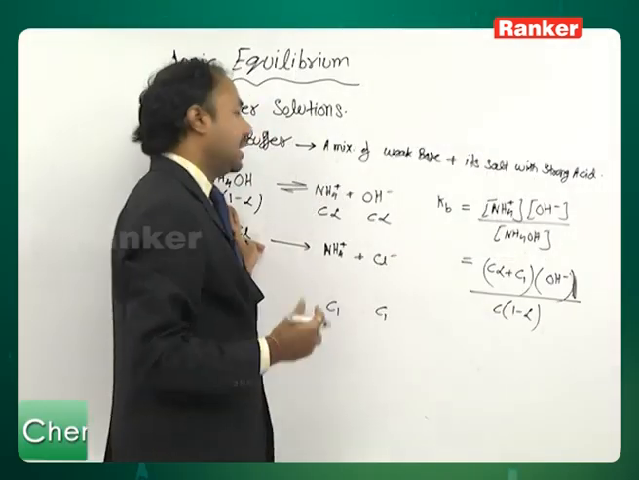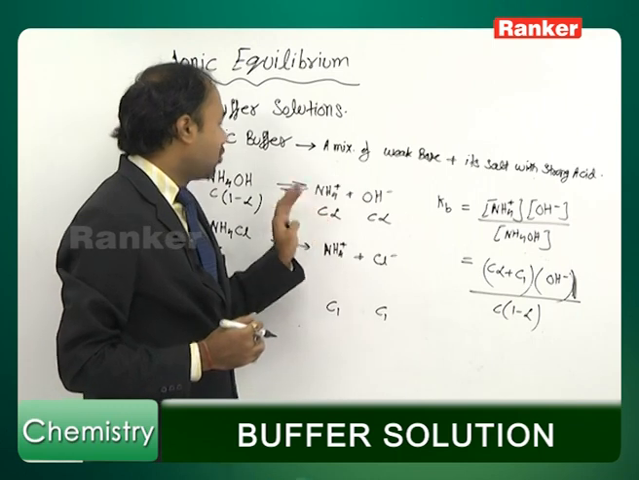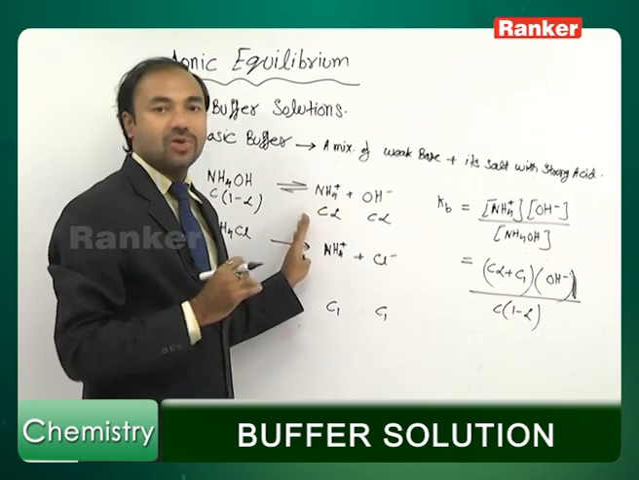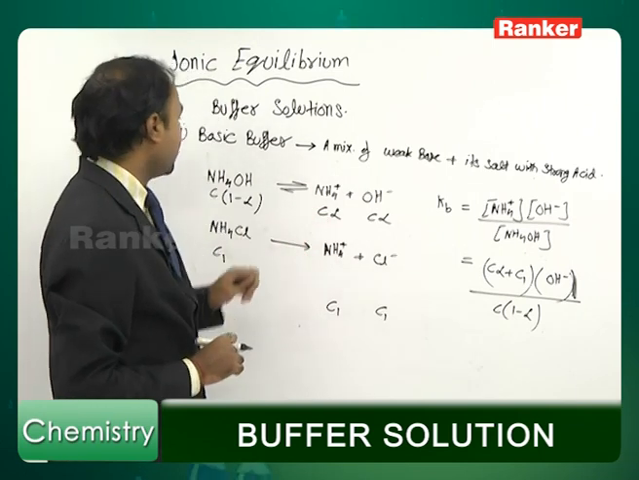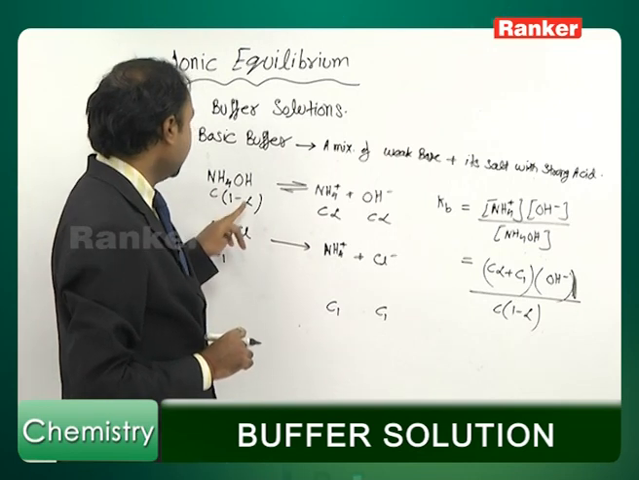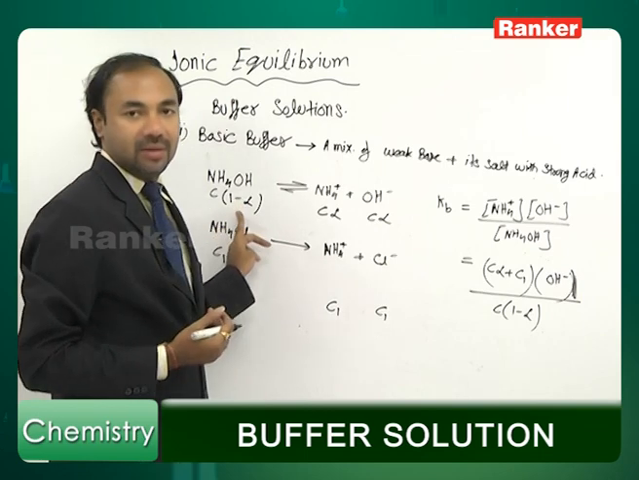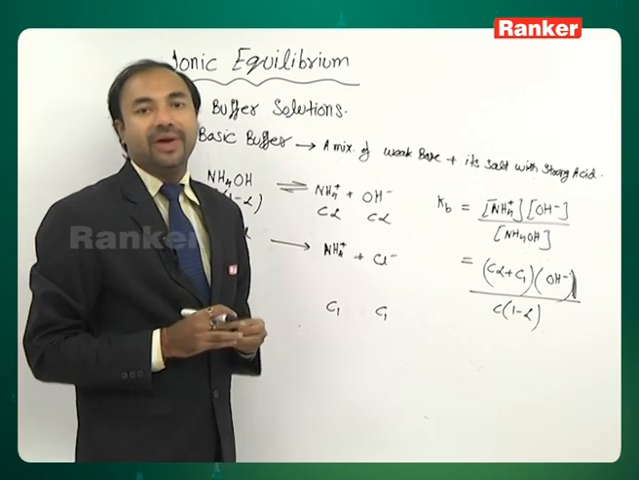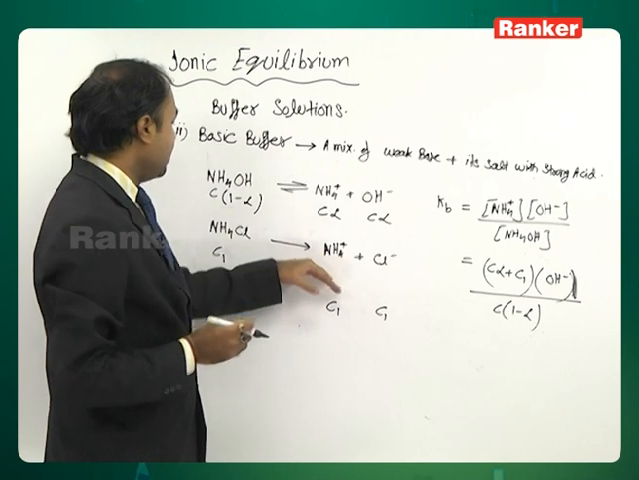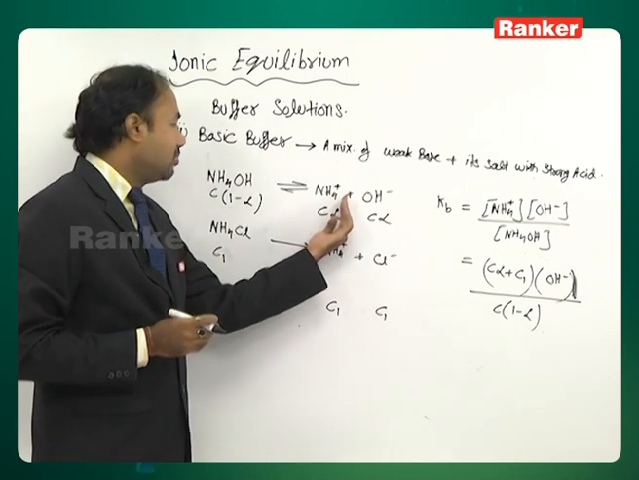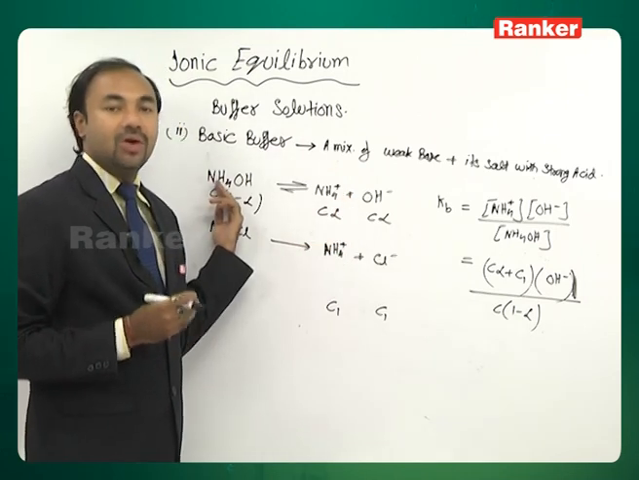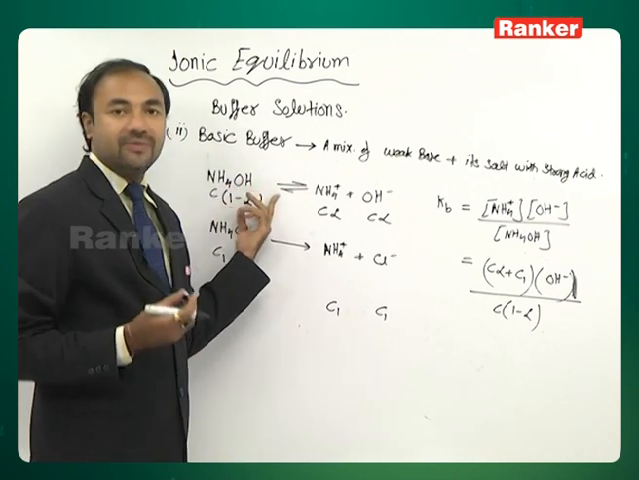Now, again, we are going to take some valid approximations. One of the approximations here is that alpha in this case will be negligible as compared to 1. The reason you can understand now very well. Why? Because in the presence of ammonium ion, this equilibrium might have shifted in the backward direction. Already ammonium hydroxide is a weak base.